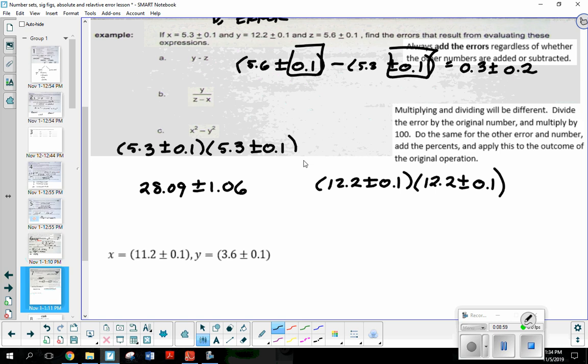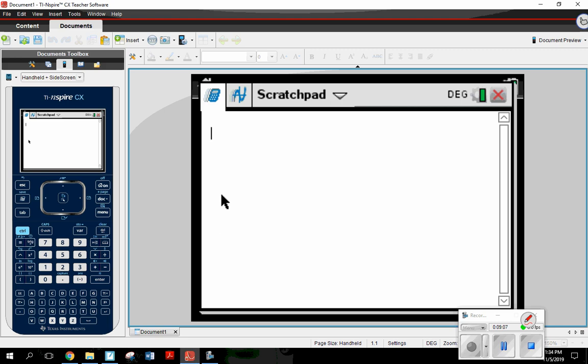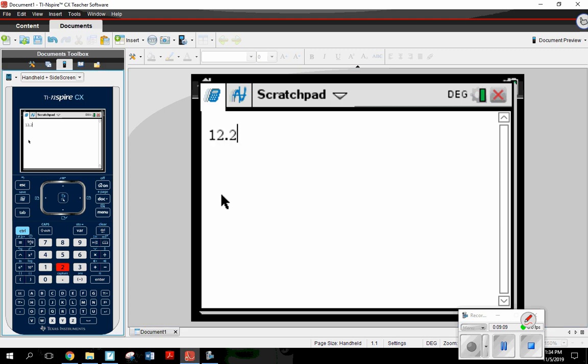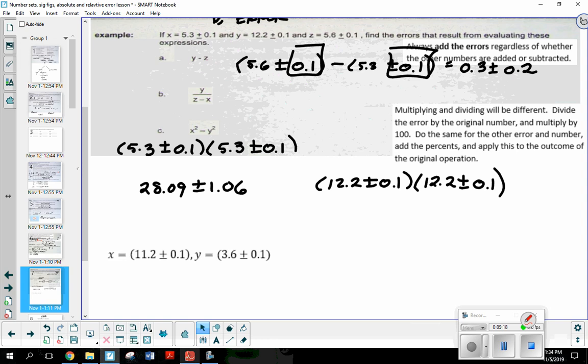Okay, so you may or may not be done, and that's okay, but let me go ahead and catch up to you. First, I want to multiply the exact values, whatever operation I'm provided. So I'm going to take the 12.2 times the 12.2. Or I could just say 12.2 squared. That doesn't matter. All right. So I'm getting 148.84.